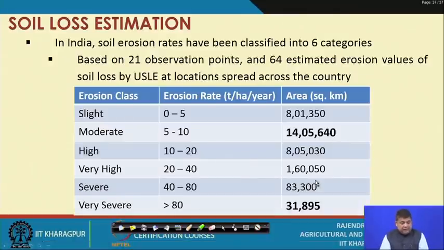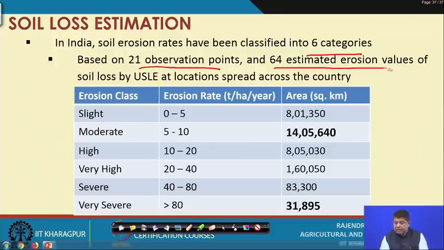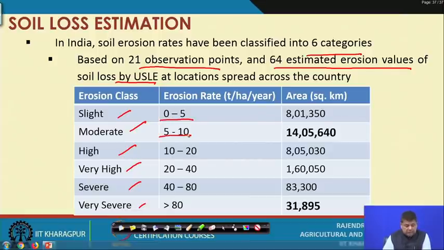Now, in India, soil loss rates have been classified into 6 categories, based on 21 observation points and 64 estimated erosion values by USLE at different locations spread across the country. The erosion classes are slight, moderate, high, very high, severe, very severe. Erosion rate slight means 0 to 5 tons per hectare per year, moderate is 5 to 10 tons per hectare, and very severe is greater than 80 tons per hectare, and these are the areas affected.